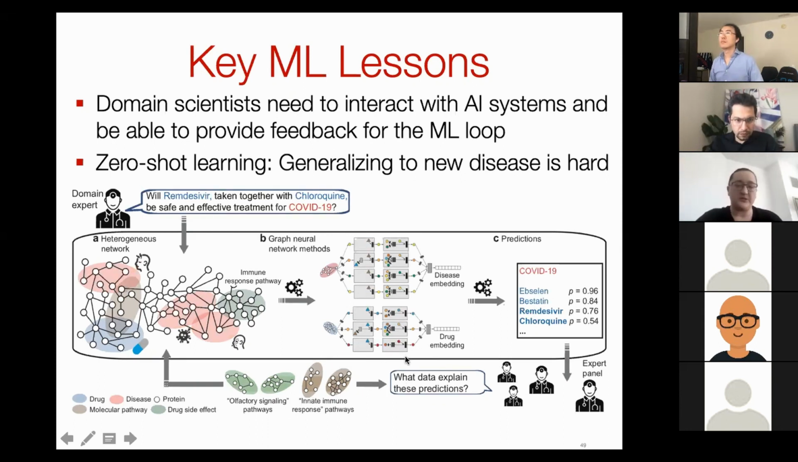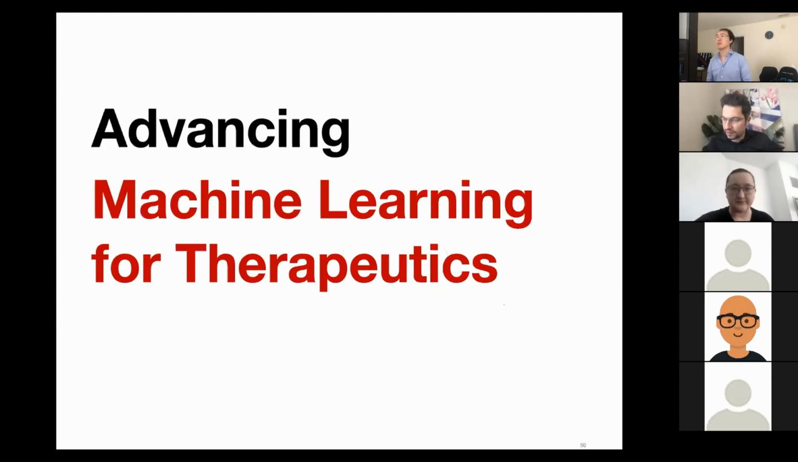Some of the explainability algorithms that we developed earlier on allowed us to very quickly iterate with domain experts on a daily basis. We literally had daily meetings discussing new results, data sets, predictions, explanations, and so on. Another ML lesson is zero-shot learning, which is a term used to refer to the setting where our ML models need to generalize to new diseases. It's a really hard setting, in many ways not solved yet.